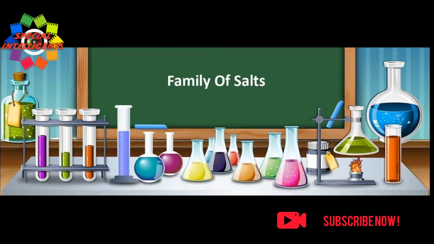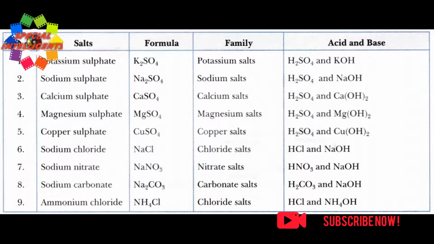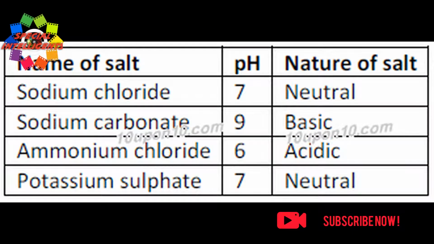Now we'll go to the topic of the family of salts. If we see the table here, the salts, salt formulas and salt family are given, and the acid and base are given. And in this table, the name of the salt, pH value, and nature of the salt are also given. We already know how to identify the nature of the salt by the pH scale. Now we'll go to the next.